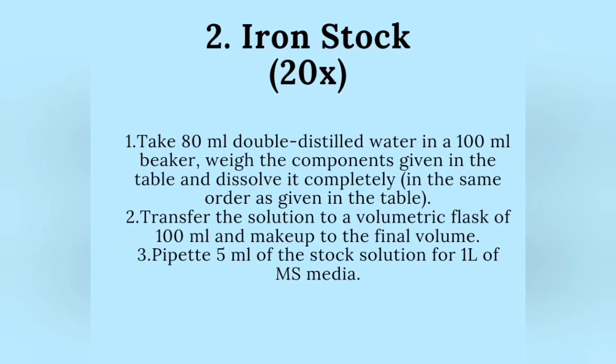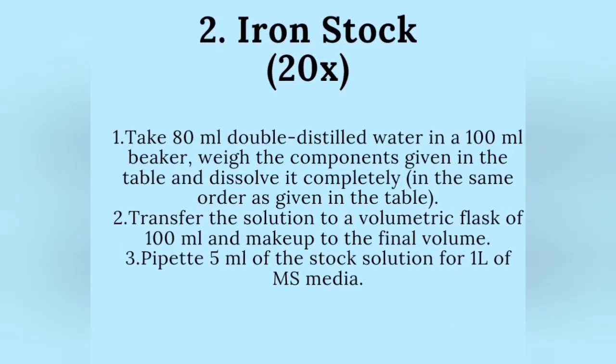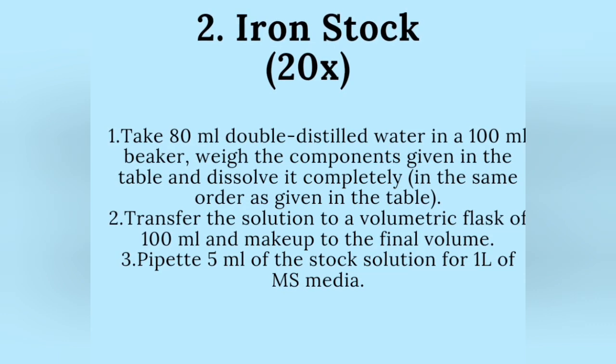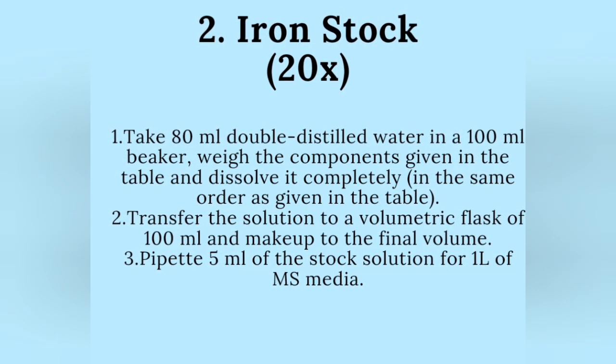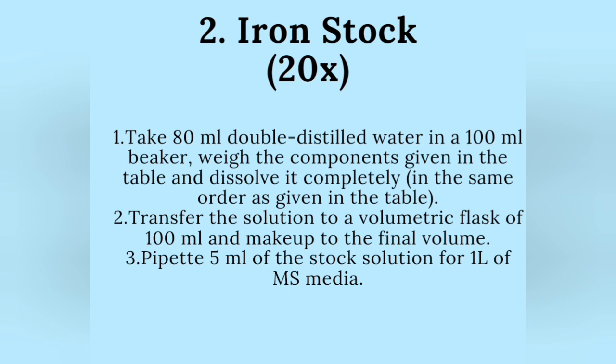2. Iron stock, 20x. 1. Take 80 milliliters double distilled water in a 100 milliliters beaker, weigh the components given in the table and dissolve it completely, in the same order as given in the table. 2. Transfer the solution to a volumetric flask of 100 milliliters and make up to the final volume. 3. Pipette 5 milliliters of the stock solution for 1L of MS media.